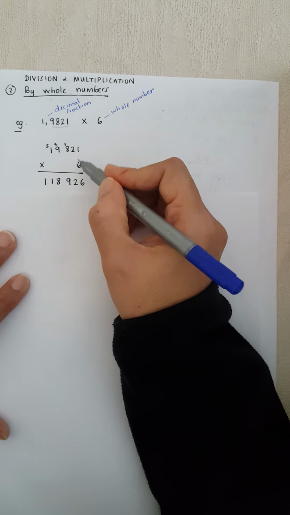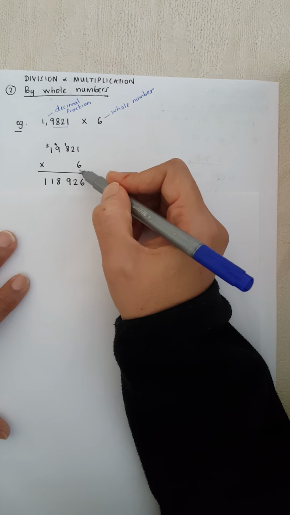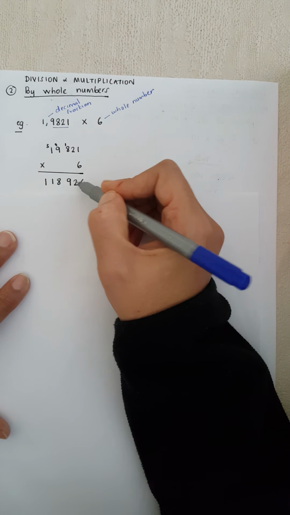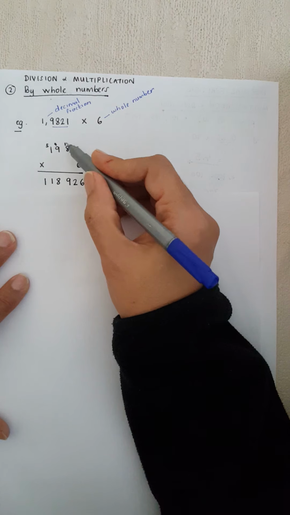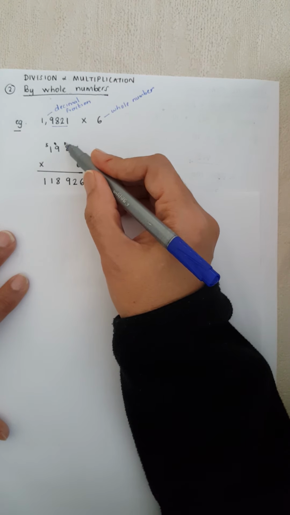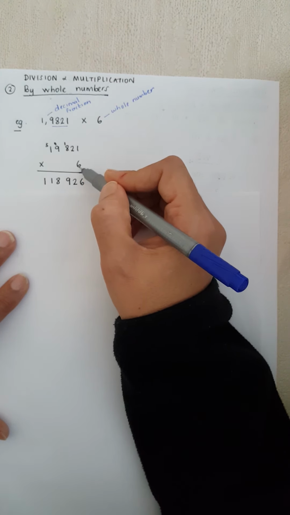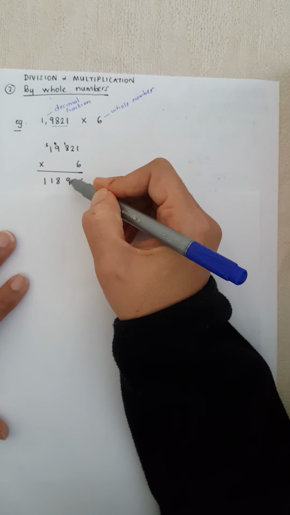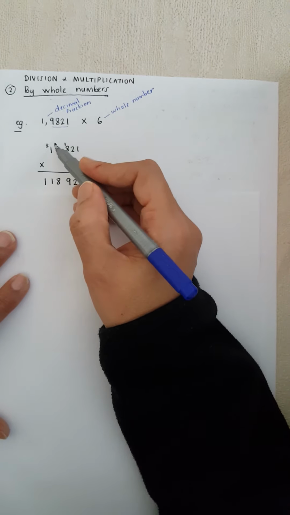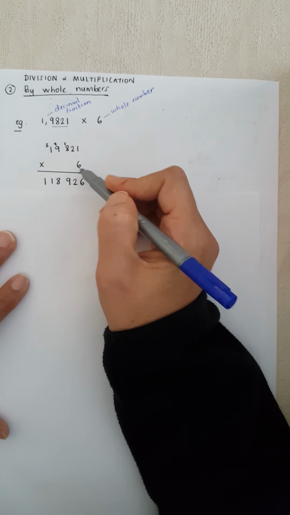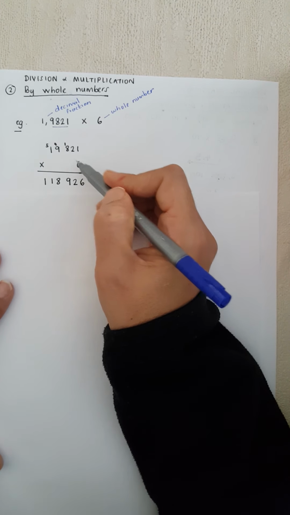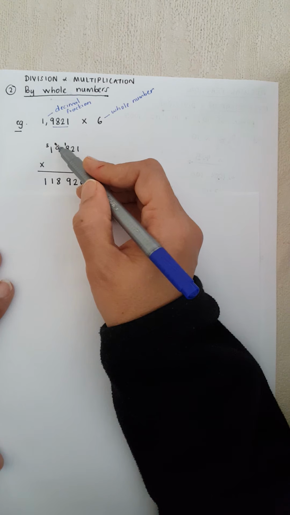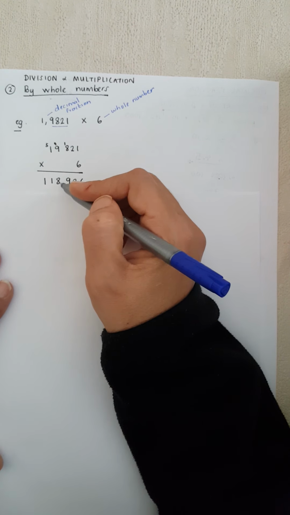So I'm going to say 6 times 1 is 6. 6 times 2 is 12. So I put my 2 down there. I carried my 1 on top. 8 times 6 is 48. Plus the 1 gives me 49. So I put the 9 down and carry the 4. 9 times 6 is 54. Plus the 4 becomes 58. Right? So I put my 8 down.